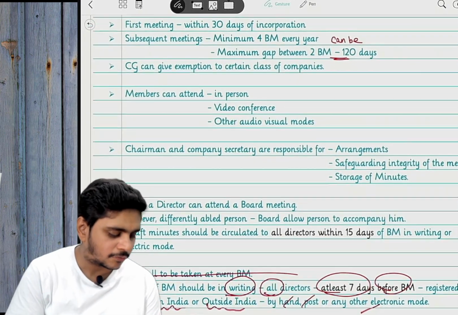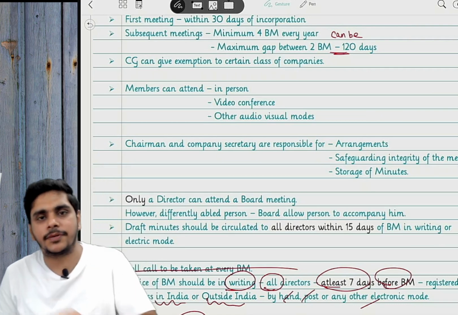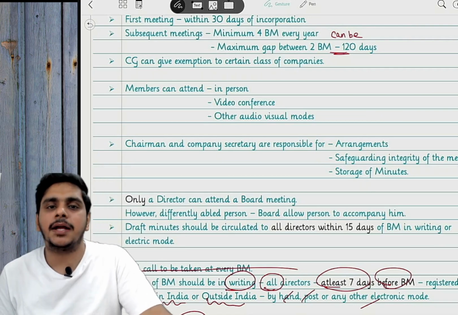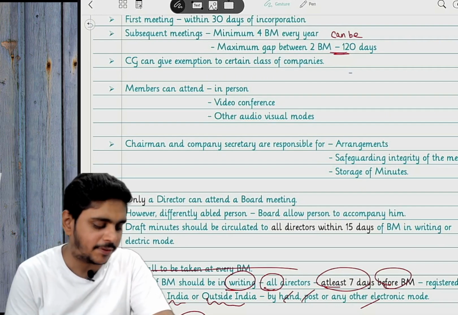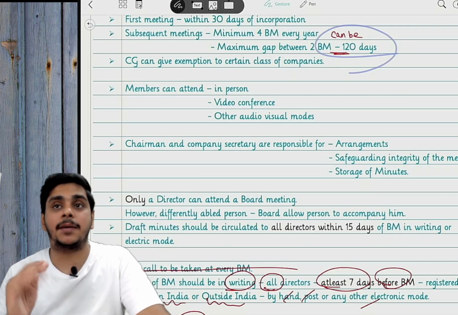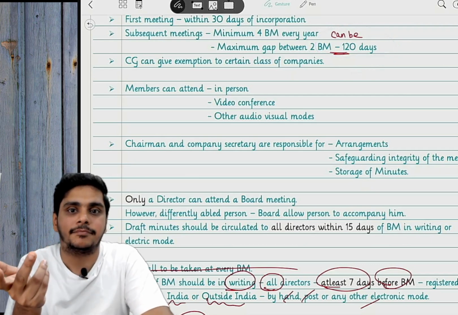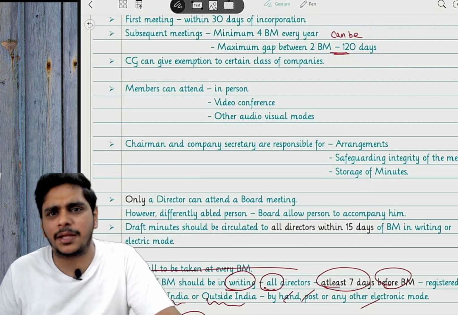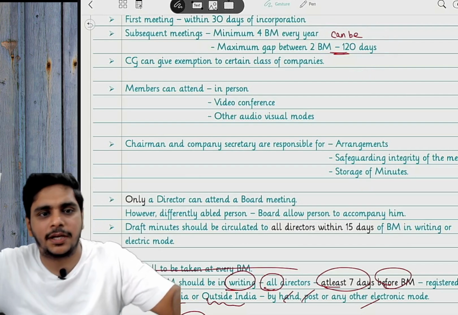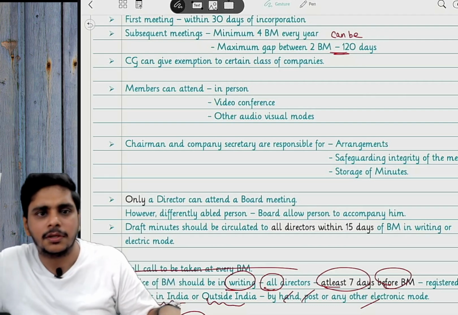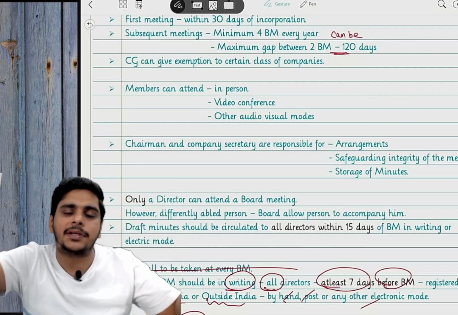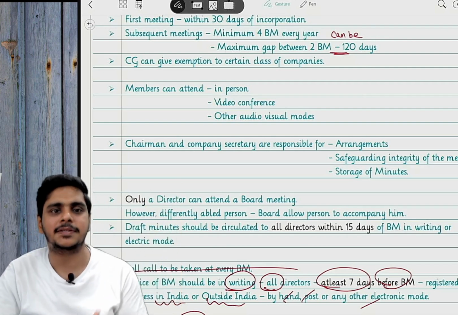Subsequent board meetings: minimum 4 board meetings every year, and the max gap between 2 board meetings can be 120 days. I'm not saying a gap has to be there; a gap can be there. Say today we have a meeting on the first, then the 10th, then the 20th, then the 30th. Good, because it says max gap can be 120 days. Here we are keeping less gap.